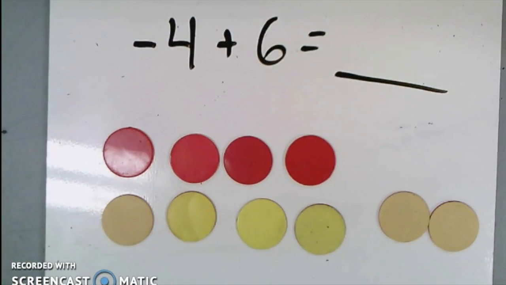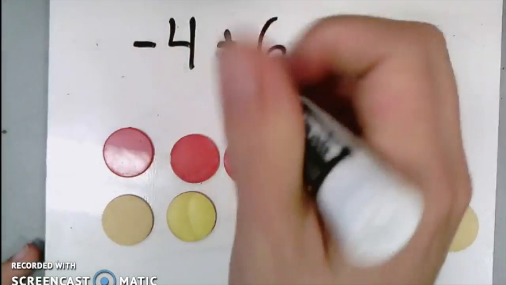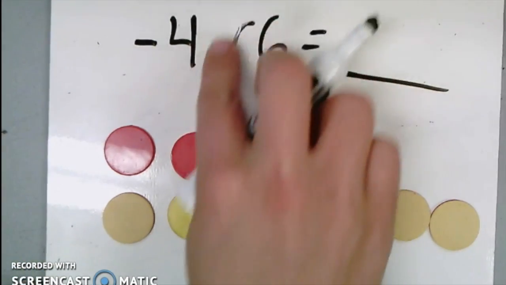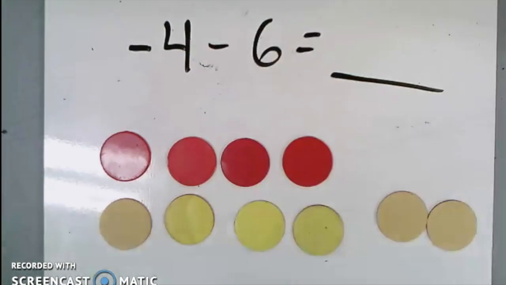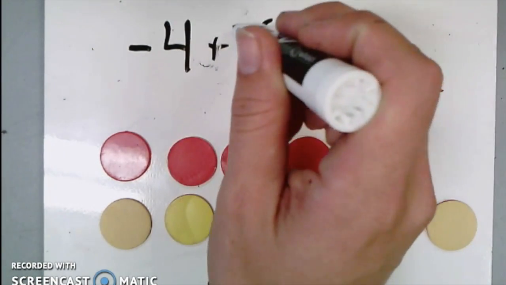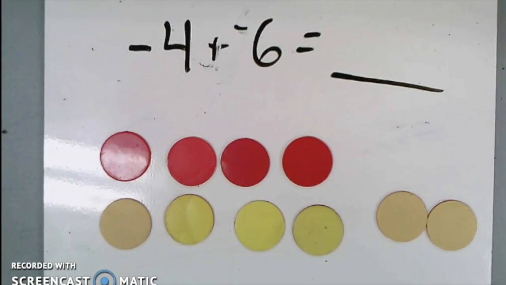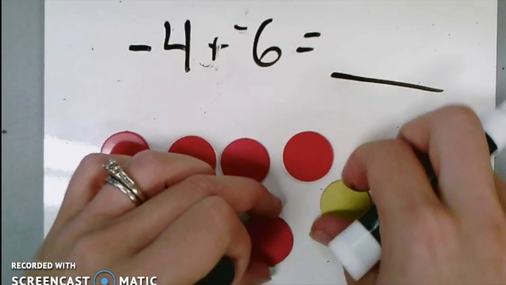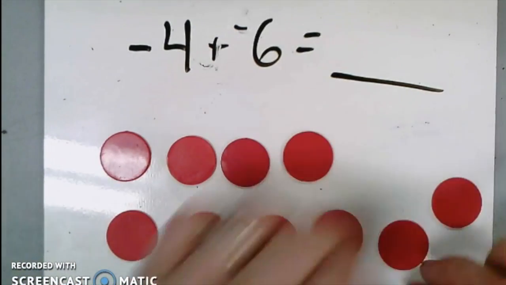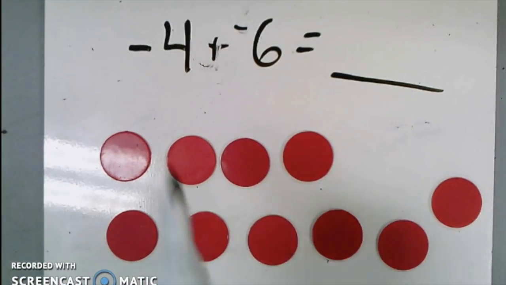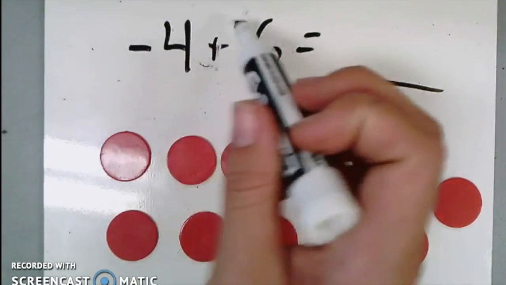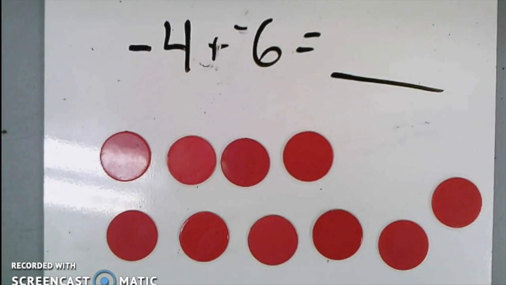They stay positive. What if we use the same amount of chips, but we made this subtraction? Well, then that would be the same thing as keep, change, opposite, negative 4 plus negative 6. And if all of these were red, then same sign, find the sum. So 4 plus 6 is 10, and then they keep their sign, so they're negative 10.